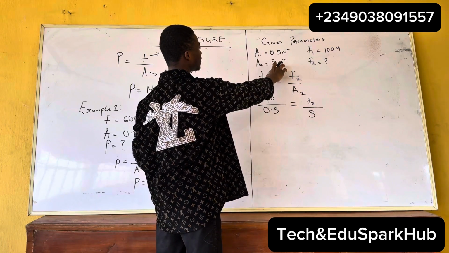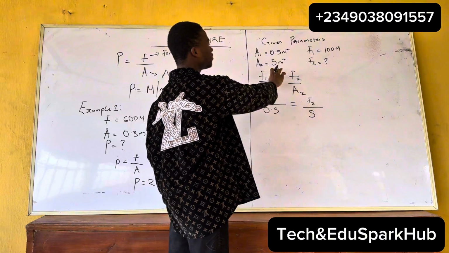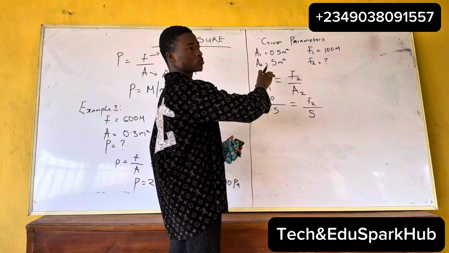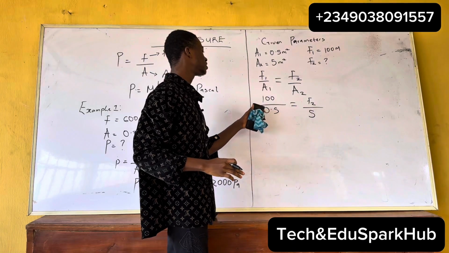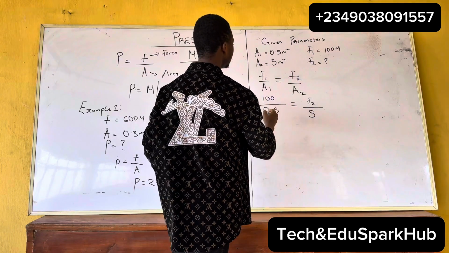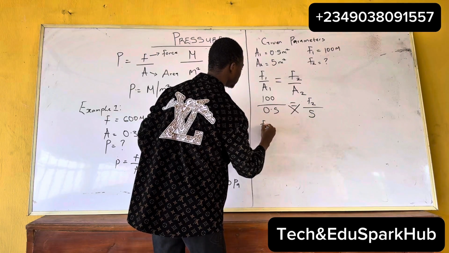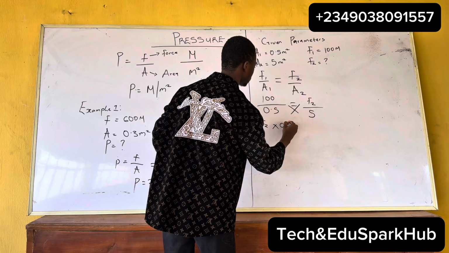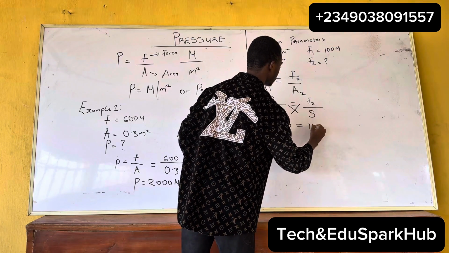Notice that the parameters are in meter square, so we don't need any conversion in this question. Assuming you have centimeter square, you have to convert to meter square because the meter square is the standard unit of area. In this case, you can just cross multiply. So this F2 will be multiplied by 0.5, and we equate it to 100 multiplied by 5.